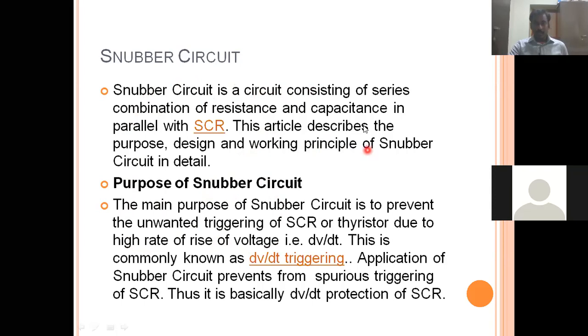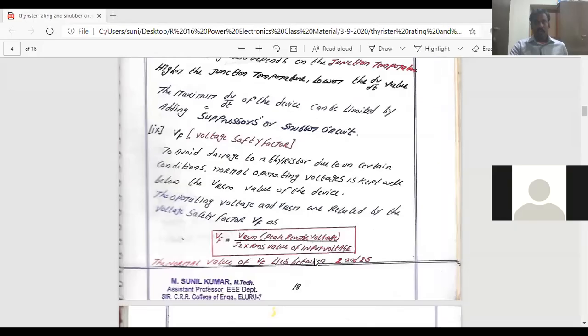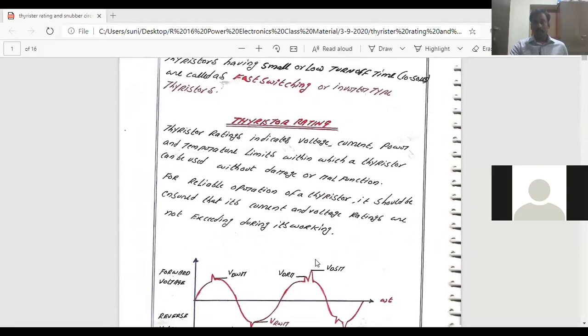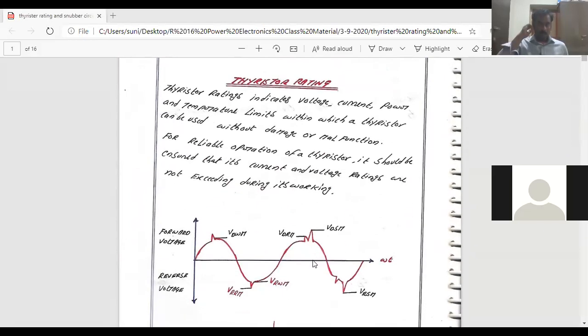For that, I am sharing a PDF related to the thyristor ratings. This is what we need to consider before considering the protection circuits, that is, from what we need to protect the device.